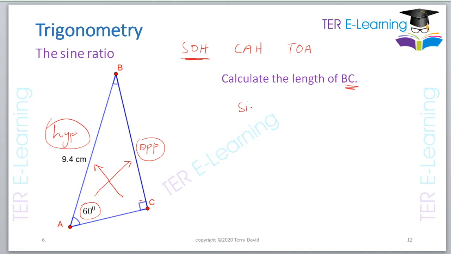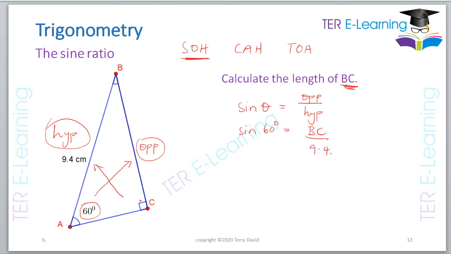This is a challenge for some students. They look at the question and they are confused as to what we are supposed to use. I'm going to use sine because I have hypotenuse and I have opposite. So you start off by writing what the sine ratio is. Sine theta is opposite over hypotenuse. So then we're going to say sine 60 degrees, because that's my angle, is opposite, which we don't know, but we can label it as BC. That's what the question wants. Divided by my hypotenuse, which is 9.4.